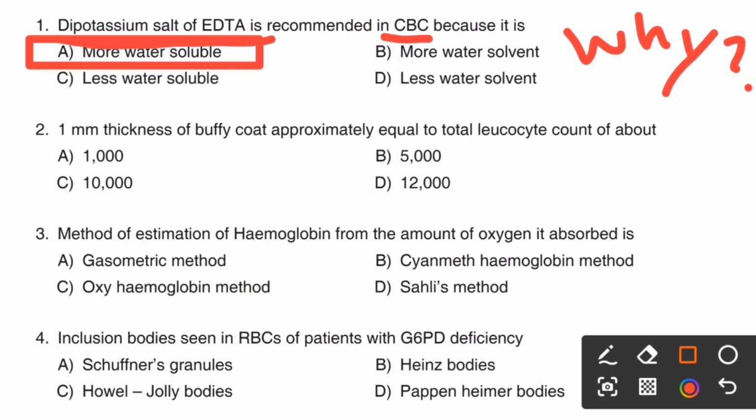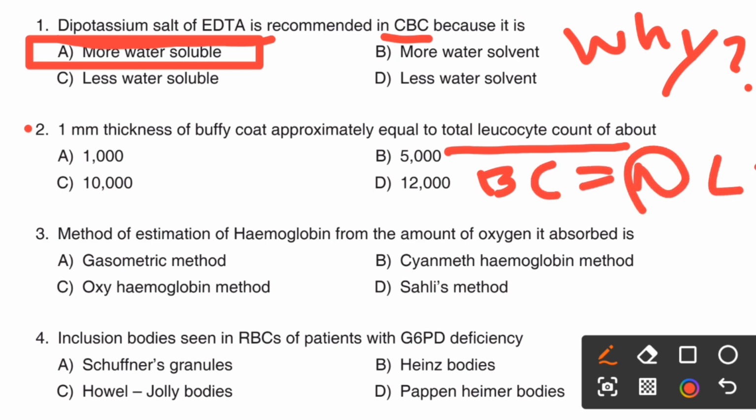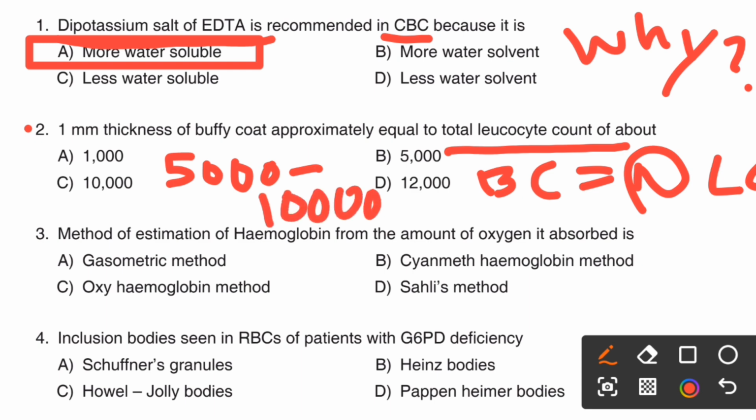Next one, 1 millimeter thickness of buffy coat approximately equal to total leukocyte count of about. That means what is the concentration of total leukocyte count per 1 millimeter thickness of buffy coat? Buffy coat contains leukocytes and platelets. So buffy coat is equal to the normal leukocyte count. It is 5000 to 10,000. Here we have 1000, 5000, 10,000 and 12,000. So the right answer is option C, 10,000.